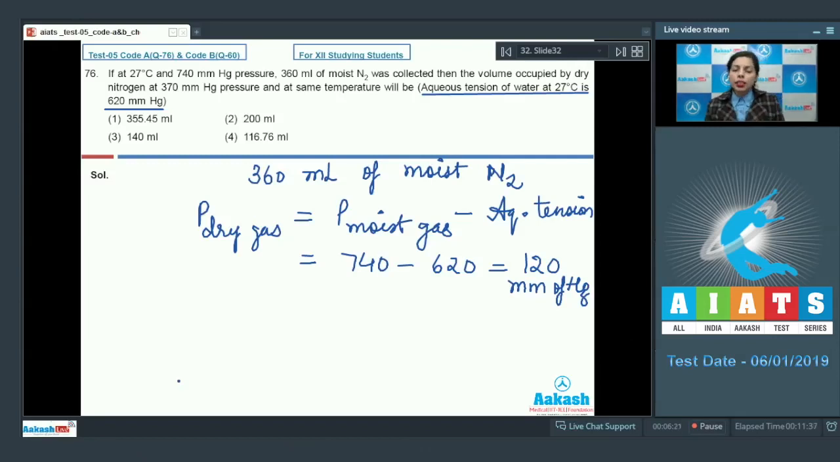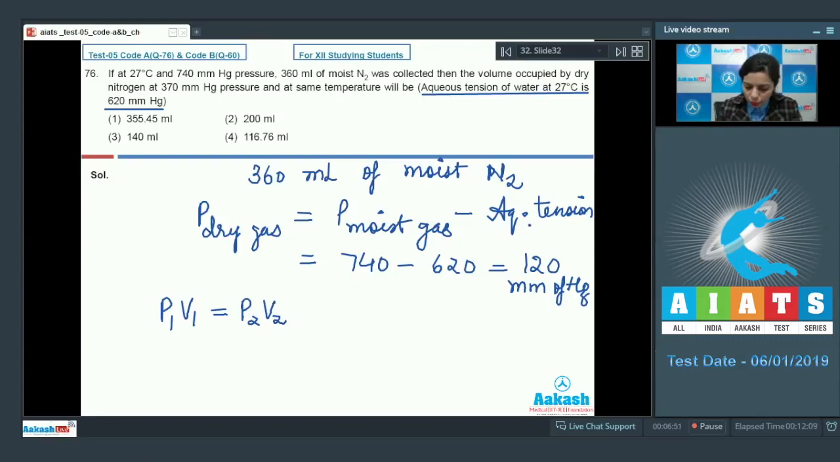Now, we know that as per Boyle's law, the pressure of fixed amount of a gas at constant temperature is inversely proportional to its volume. It means the product of pressure and volume is constant, and if we talk about nitrogen gas, the product of pressure and volume in first condition should be equal to the pressure and volume in the second condition. What's the second condition? The second condition is dry nitrogen you are taking at 370 mm of Hg and you need to find out its volume.